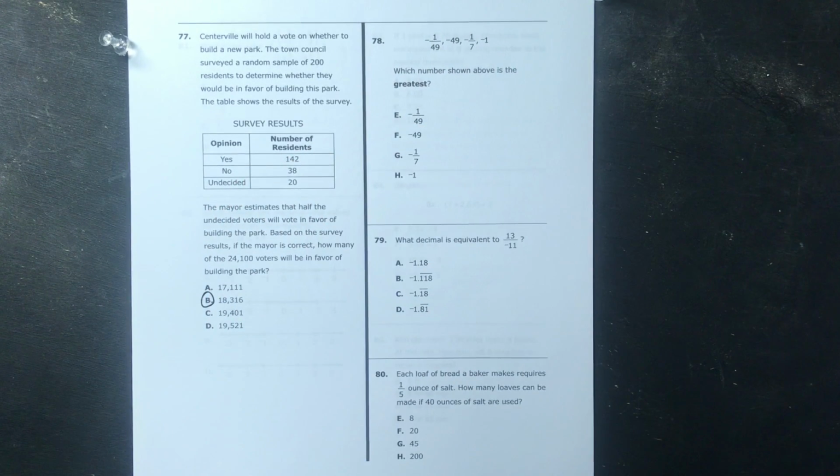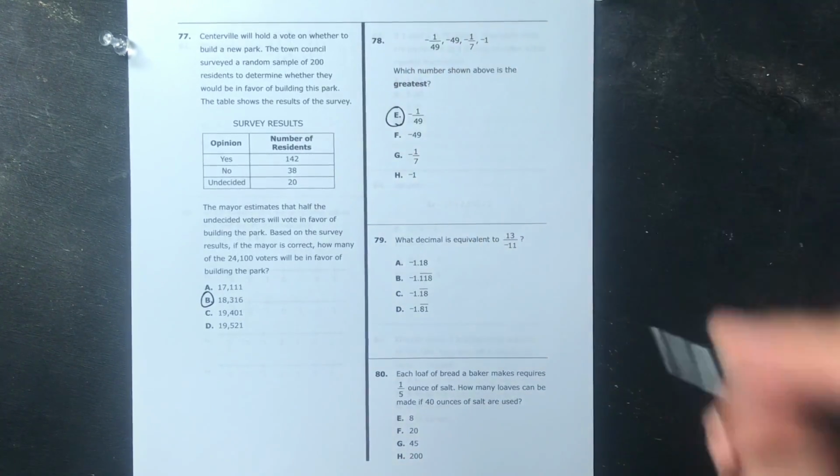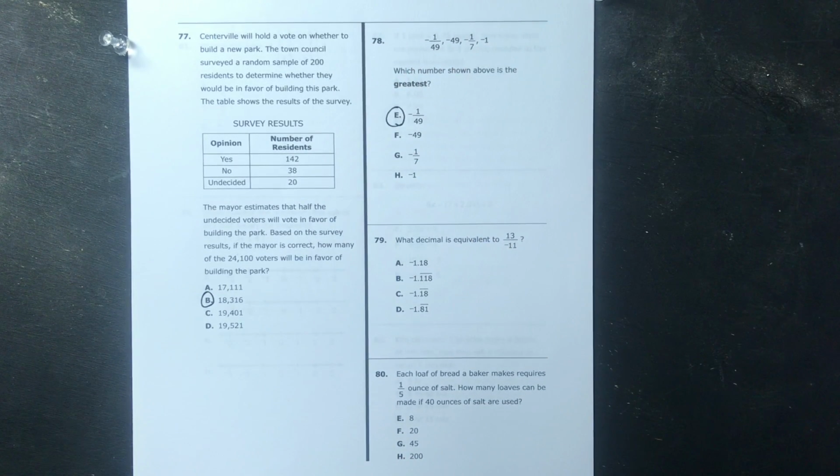Which number shown above is the greatest? Looking at these, they're all negative, so we're looking for the smallest absolute value, and that's going to be the -1 over 49.